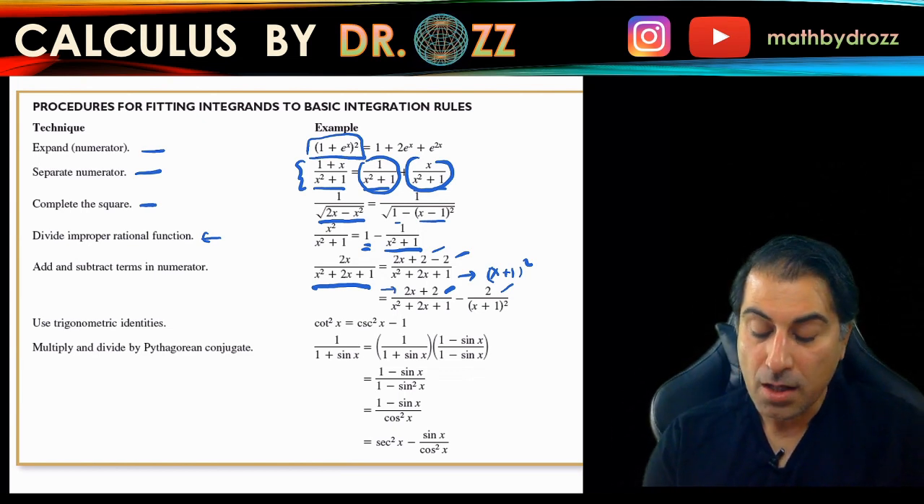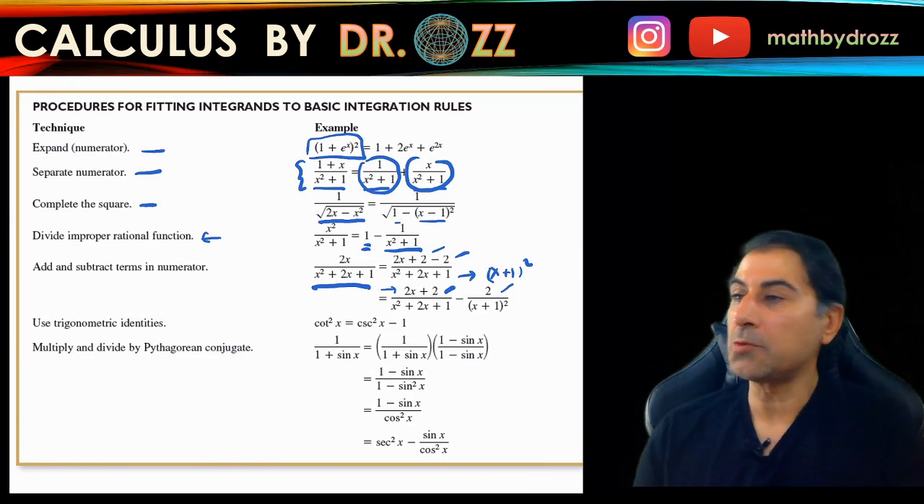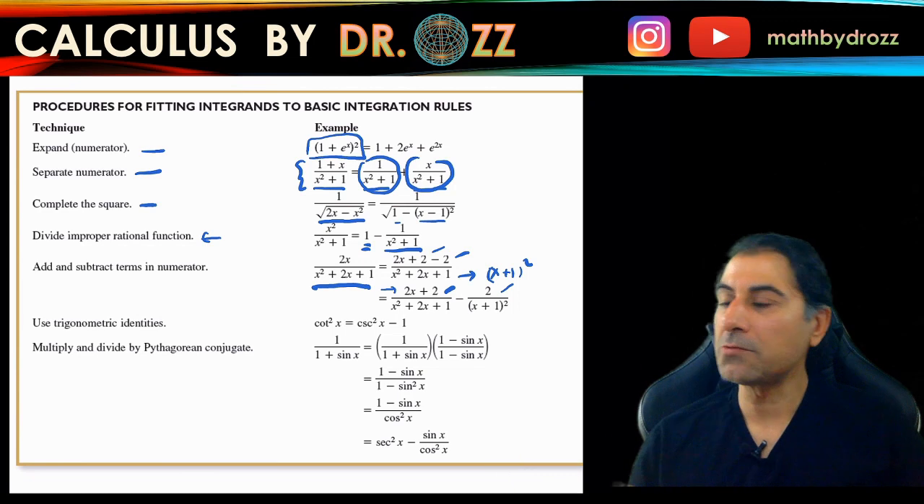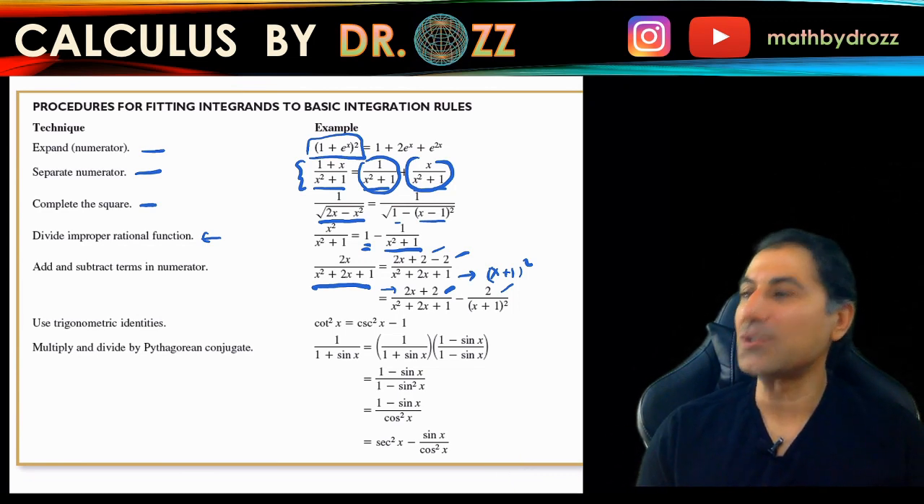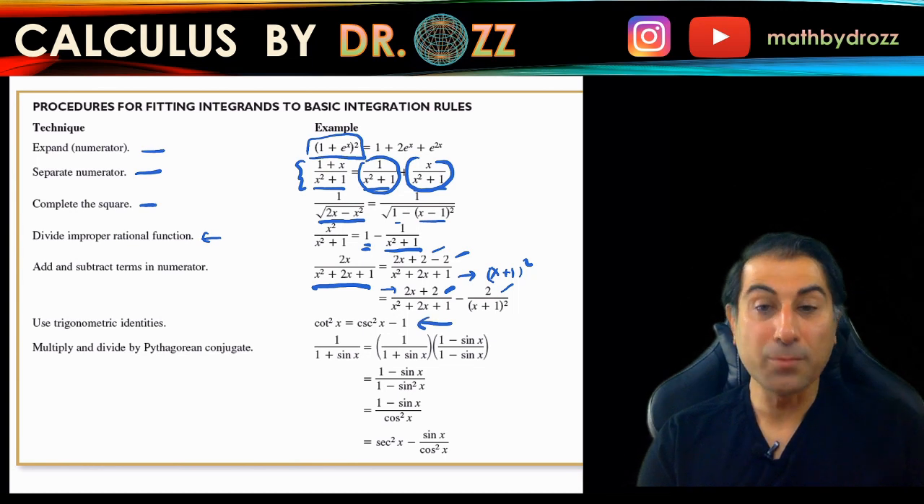You can also use trig identities, sine squared plus cosine squared equals 1, or cotangent squared x equals cosecant squared x minus 1. This is another powerful technique to apply.